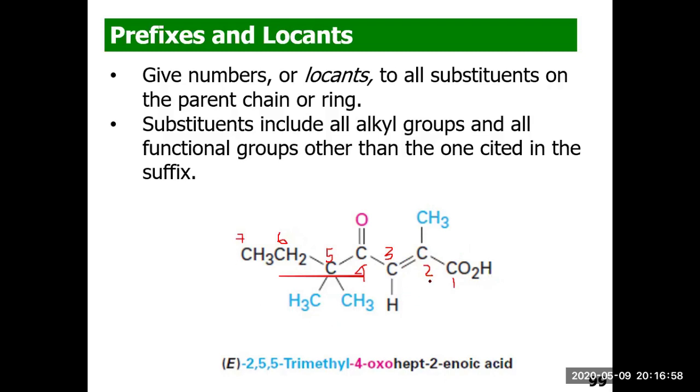So notice that at carbon number 2 and carbon number 5, we have methyl groups as your substituents, and we have 3 of them, so we use the multiplier tri. Now, at carbon number 4, to denote that this carbon is a ketone, we use the prefix oxo. And the letter E here just tells us the configuration of the double bond.